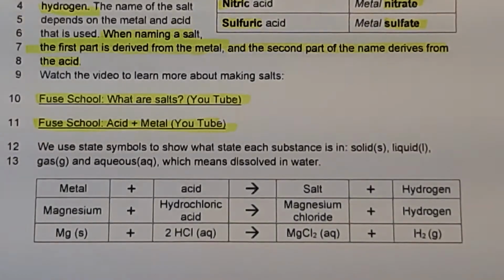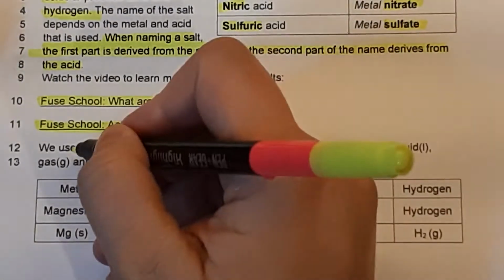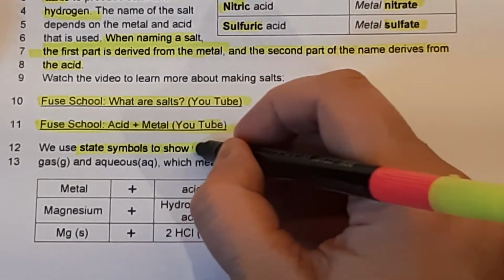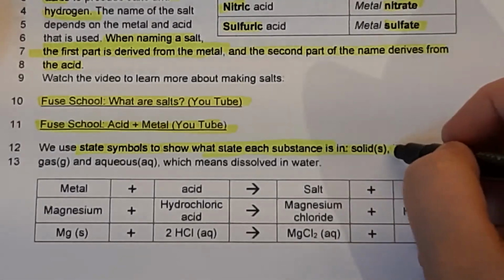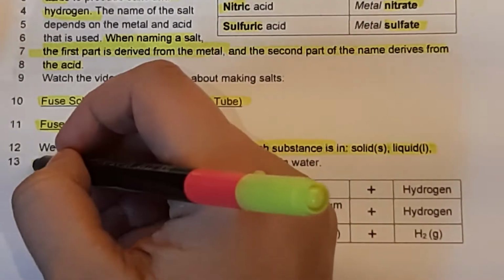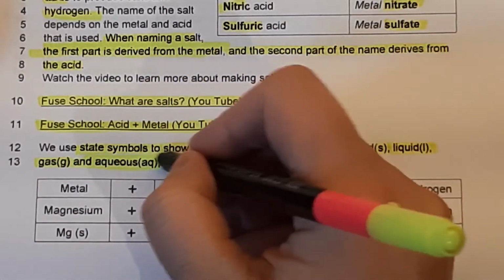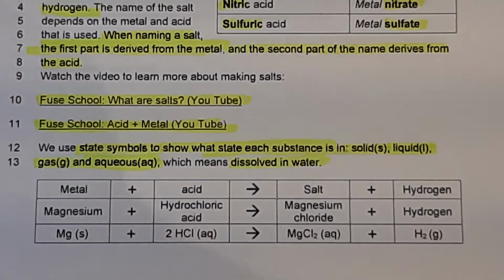So hopefully watching those videos has improved your understanding of the reactions between metals and acids, what salts are, and how we make salts. So we're going to move on. We use something called state symbols, which we have briefly looked at before, and they show what state each substance is in. So to represent a solid, we use a lowercase s in brackets, a liquid is a lowercase l in brackets, a gas is a lowercase g in brackets, and aqueous is lowercase aq in brackets. And aqueous means dissolved in water. So if I had some sodium chloride dissolved in water, that would be an aqueous solution. If I had solid sodium chloride, that would be a solid.